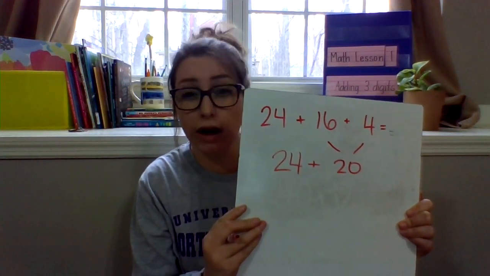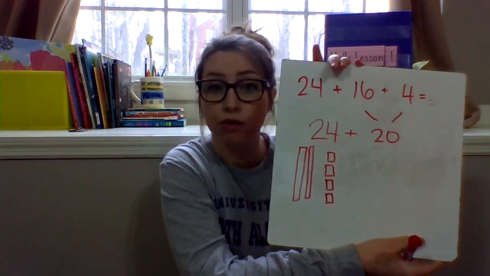That one's kind of hard, so I think I'm going to draw a picture to help me. So how many groups of 10 are in 24? There's 2 groups of 10 in 24. So I'm going to draw 2 big sticks. How many ones are in 24? 4 ones. So I'm going to draw 4 units or cubes. Do you see my number 24?